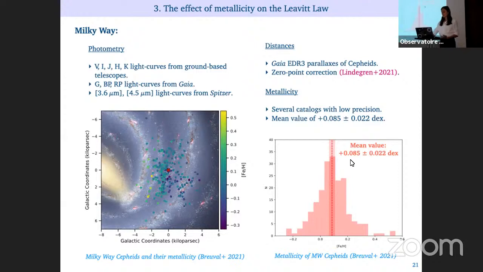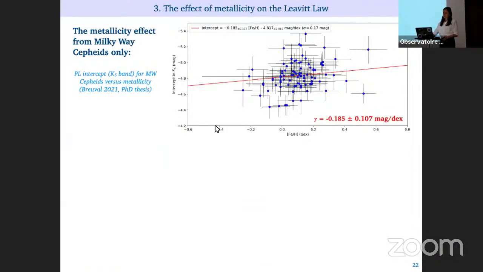So adopting these values, I calibrated the PL relation, and I plot on this diagram the intercept of the PL relation as a function of metallicity. I fitted a straight line in these points by taking into account the uncertainties on both the intercept and the metallicity. So the trend is not obvious, but from a Monte Carlo simulation, I obtained a negative sign of the gamma term. And this metallicity effect is still consistent with 0 to 1.8 sigma.